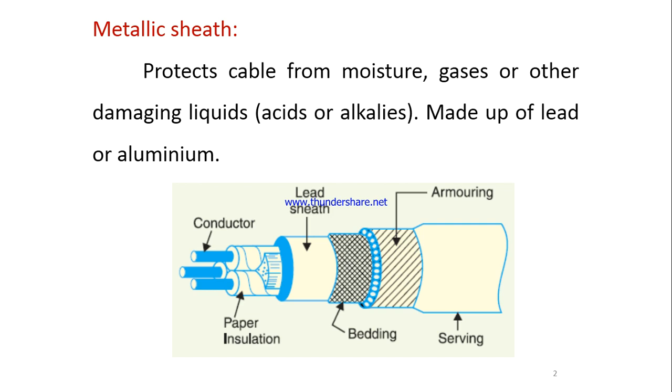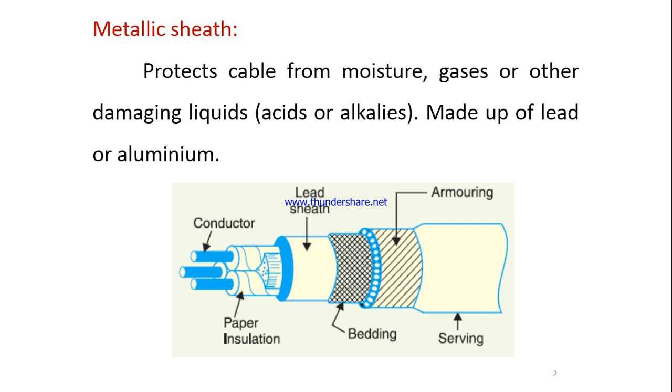This is the structure of an underground cable. Initially it consists of a conductor, next the paper insulation, and after that we have a metallic sheath, normally called the lead sheath. It is provided in order to protect the cable from moisture, gases, or other damaging liquids like acids or alkalis.